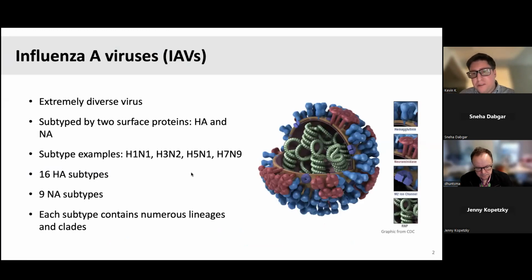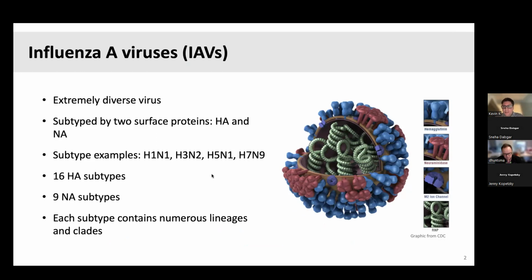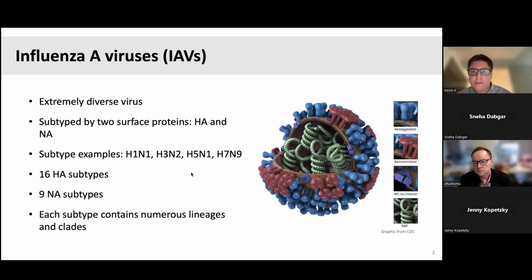I think the most important thing to know about it for the purposes of today's lecture is that it's an extremely diverse virus. In fact, it's so diverse that it needs to be subtyped. So this subtyping is based on two hypervariable surface proteins called hemagglutinin and neuraminidase, or HA and NA for short. So when you hear about H1N1 or H3N2 or H5N1 or H7N9, those are all just different subtypes of the flu A virus. There's 16 HA subtypes, and there's 9 NA subtypes, and then each of those subtypes can be further subdivided into numerous different lineages and clades and variants.